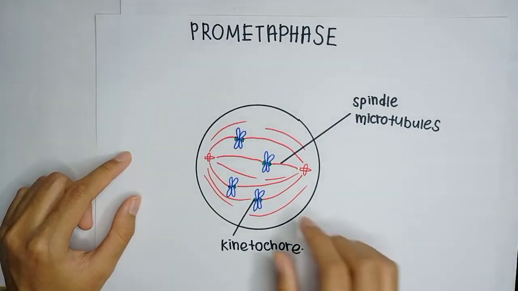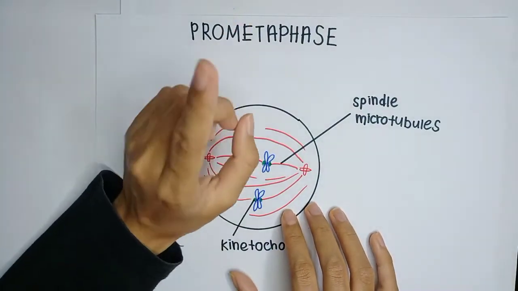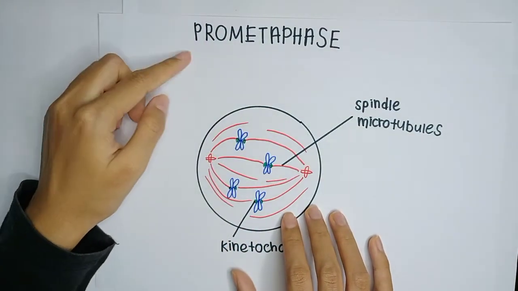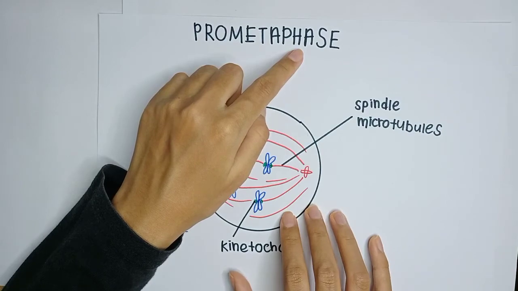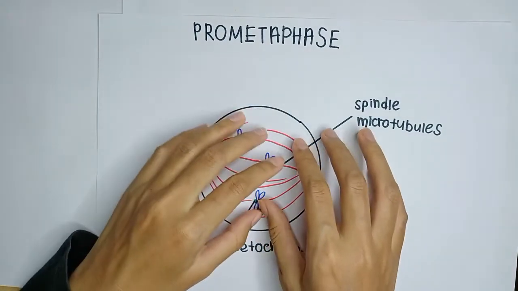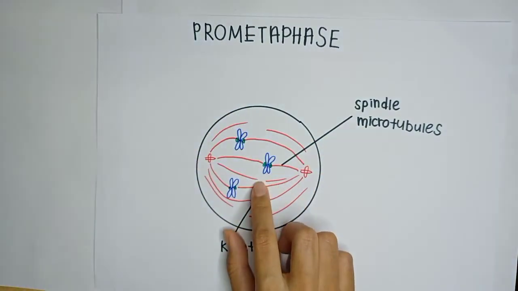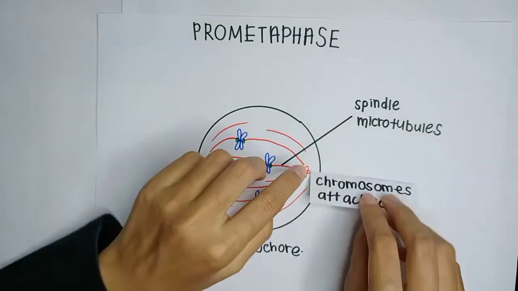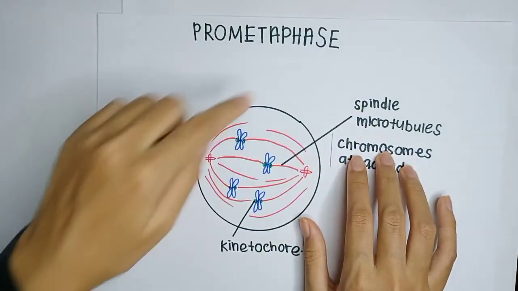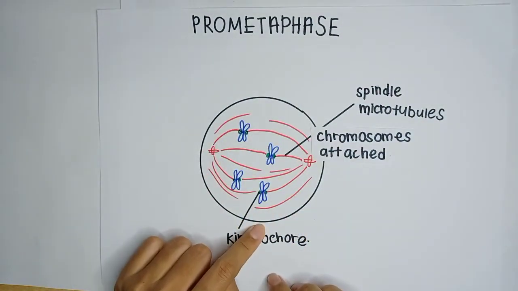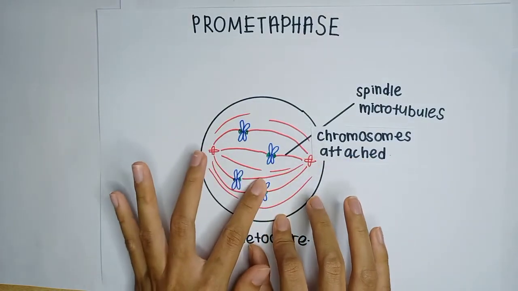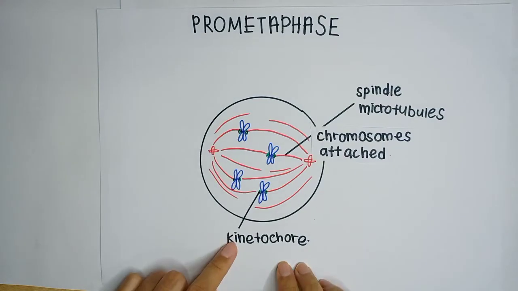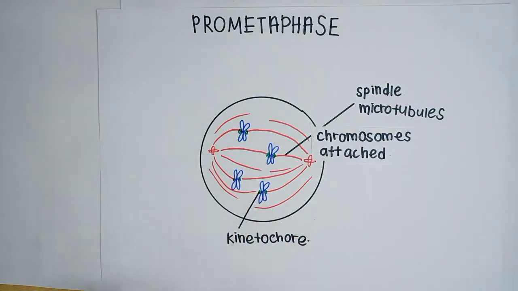After the prophase and before the metaphase, we have one more process. We call it prometaphase. Prometaphase begins when the nucleus breaks down. That means the chromosomes are now attached to the spindle microtubules. This occurs at the kinetochore and results in the movement of the chromosomes. Where is the kinetochore? The kinetochore is located at each side of the centromere.